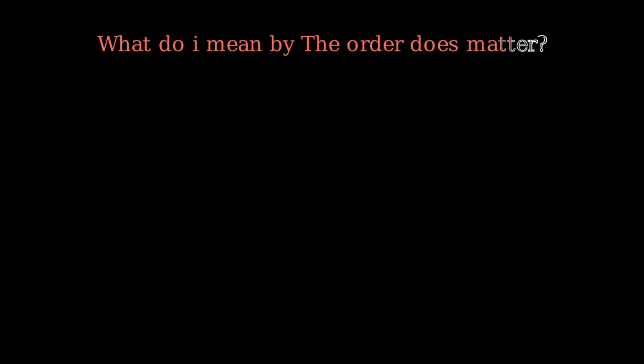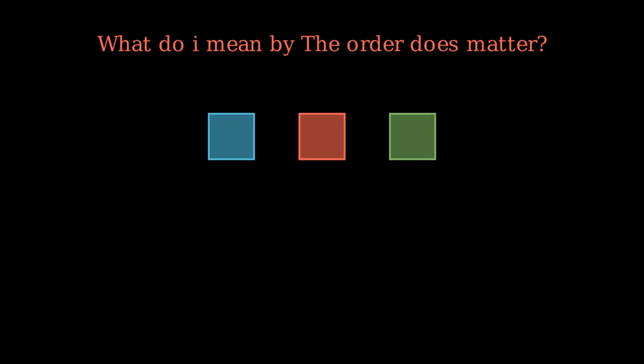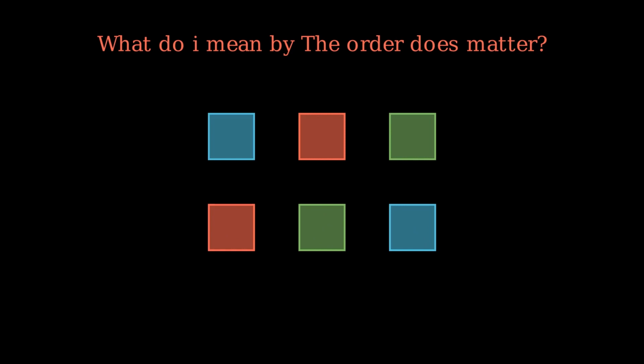So, what do I mean when I say that the order does matter? Let's look at the 3 winners again. We can see that they are in a certain sequence or a certain order. Now let's look at another order of the 3 winners. Why is this order different? It's because the square that came first has changed. We consider this as a different possibility. So when I say that the order is important, that means that I consider these 2 orders as different possibilities.